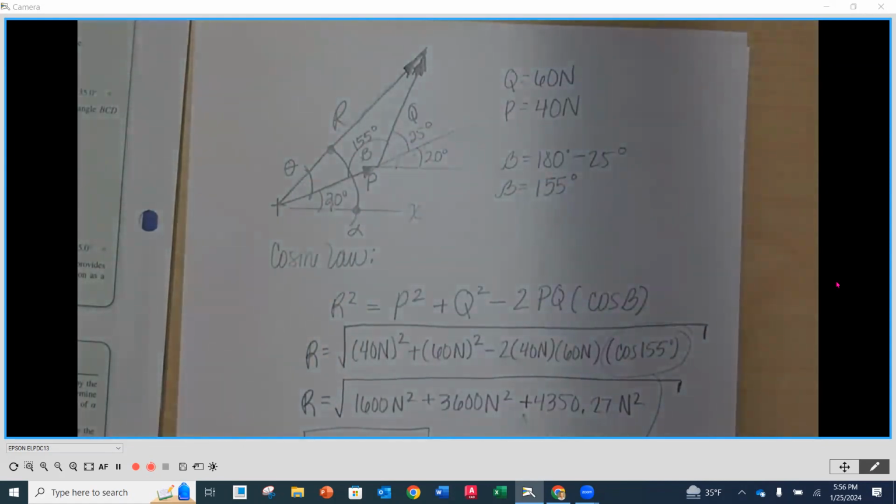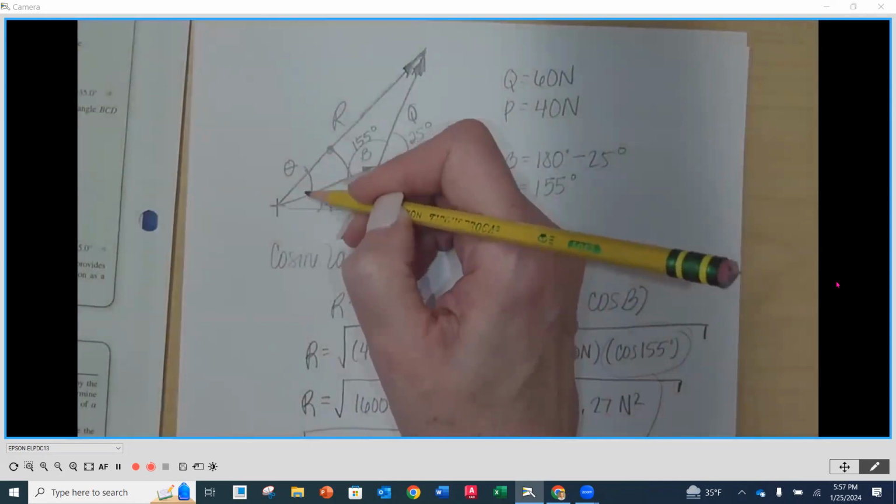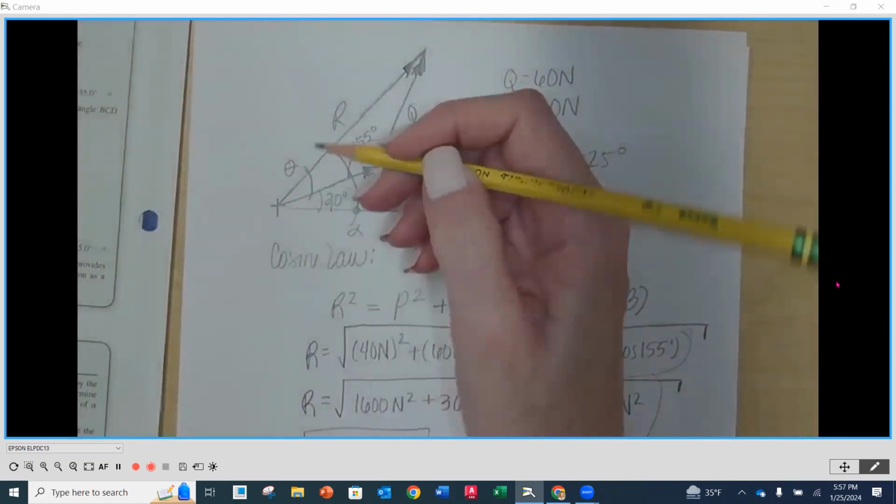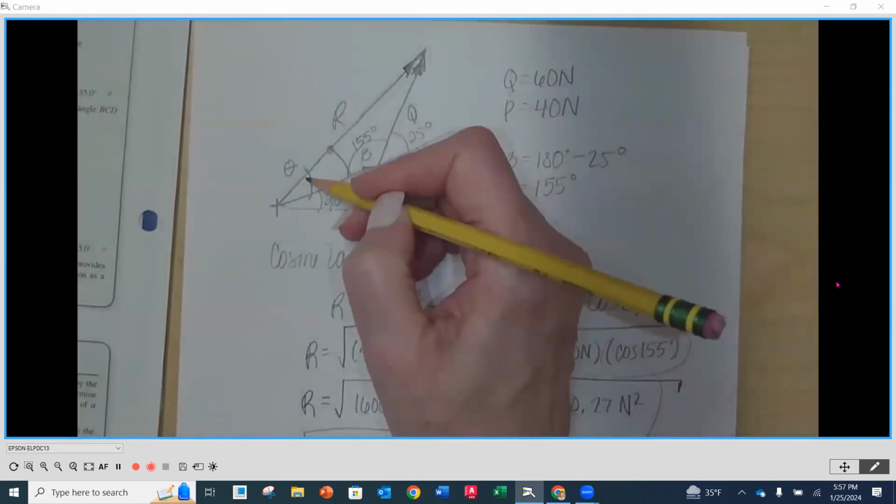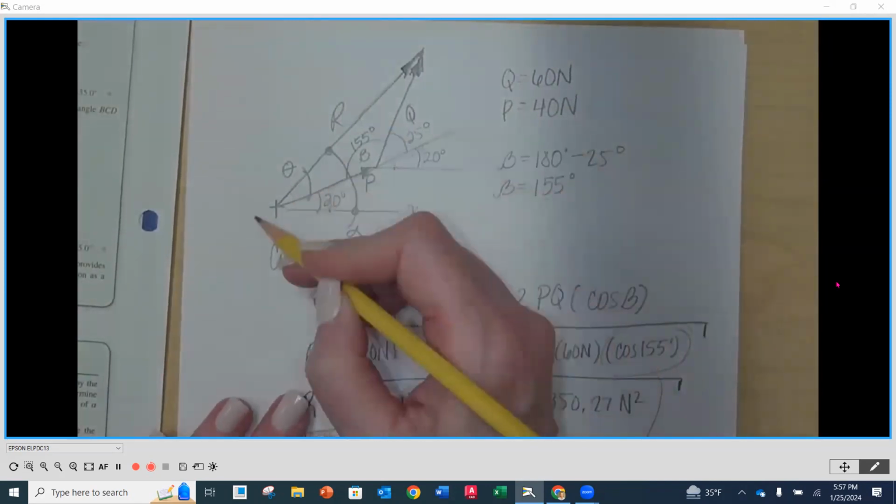Is there a way we could find theta? Anyone? Go ahead, Christian. Alpha minus 20 degrees. Right, but we don't know what alpha is unless we get theta. Do you see that? We need theta first. So alpha is going to be theta plus 20, and theta is the internal angle here.